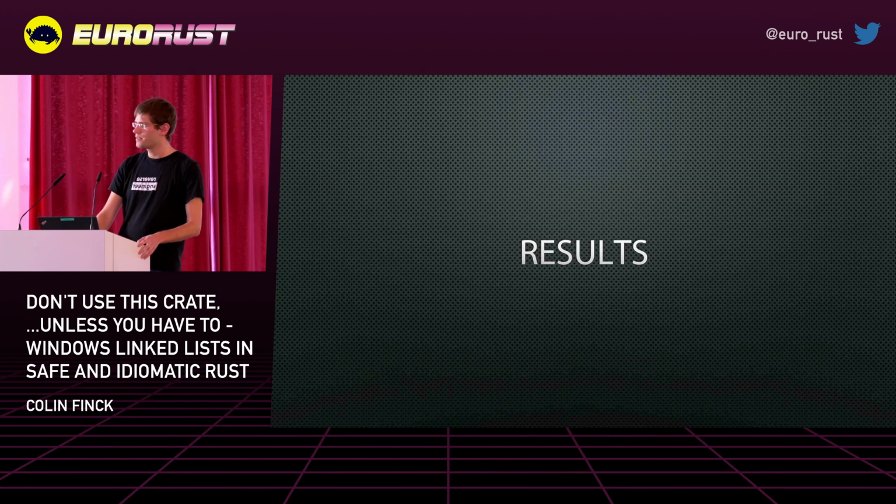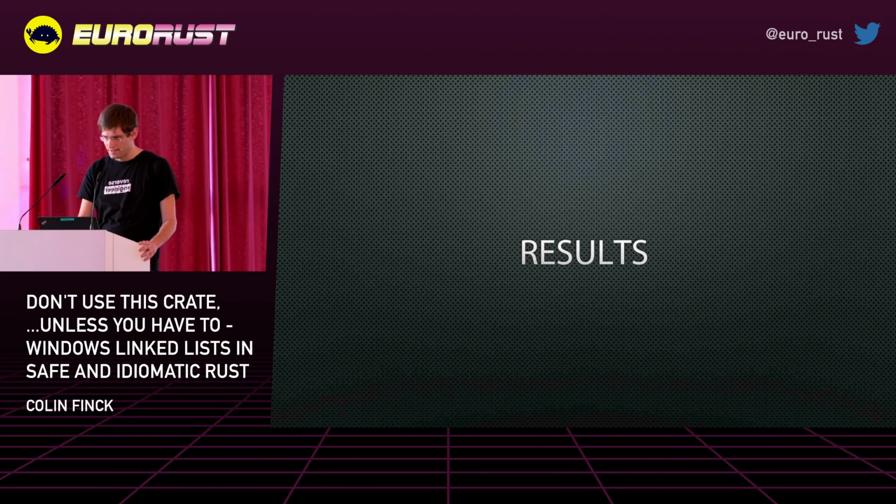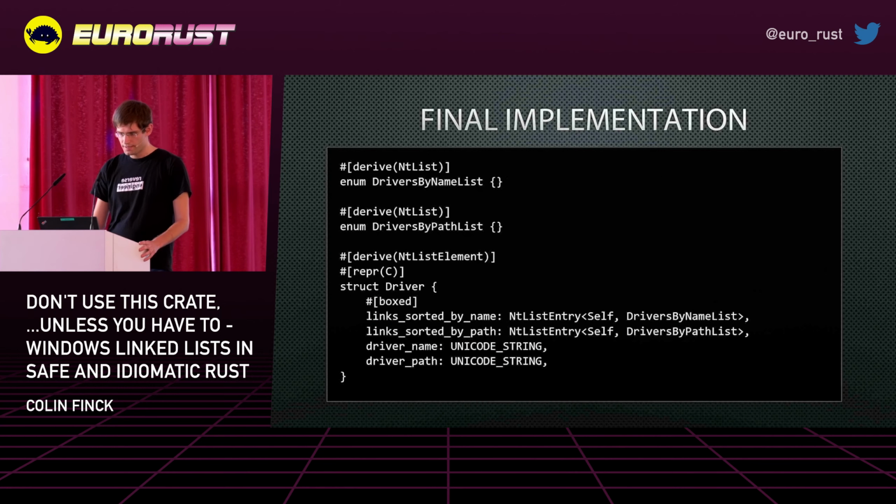Let's come to the results. Was it worth all the hassles? So I promised macro magic a few times, and what we have here is, if you lost track of all the traits I introduced, let me show you, we have derive macros for them. So I don't need to implement NT-type list myself on drivers by name list or drivers by path list. Thanks to macro magic, I can just derive them.